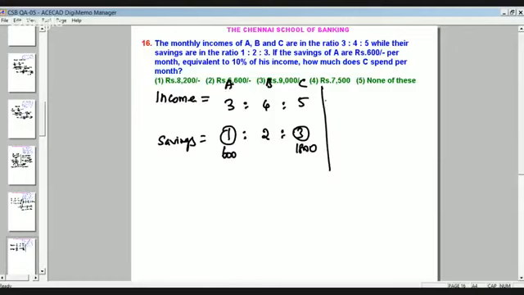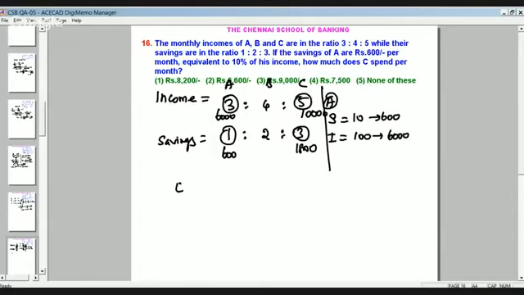But a clue is given: A's saving is 10% of income, which is 600 rupees. So by income, 100% equals 6000. So 3 parts is 6000, 1 part is 2000, so 5 parts is 10,000. Therefore, C's expenditure is 10,000 rupees income minus 1,800 rupees savings. So what is the expenditure? 8,200.